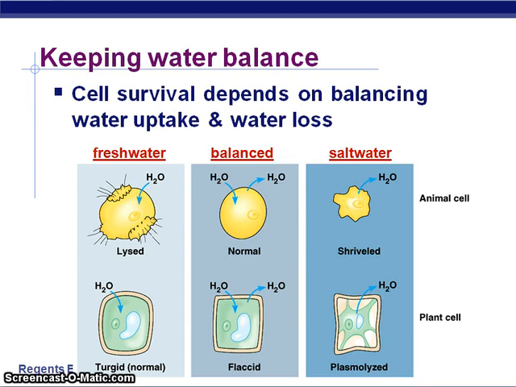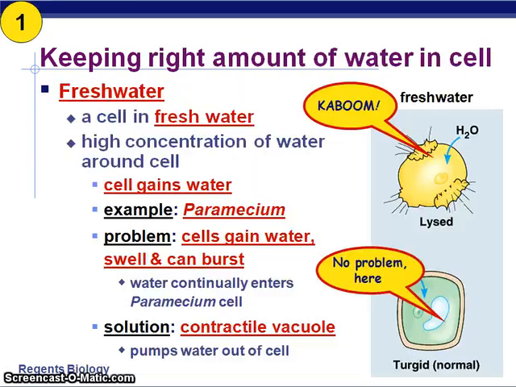Okay, it's really important to keep water in balance. Our cells surviving actually depends on this. And also, this could be a great example in case you ever want to buy freshwater fish, because you don't want to put it in salt water. So this is an example. We'll go through each of these, what happens when you put cells into freshwater or salt water.